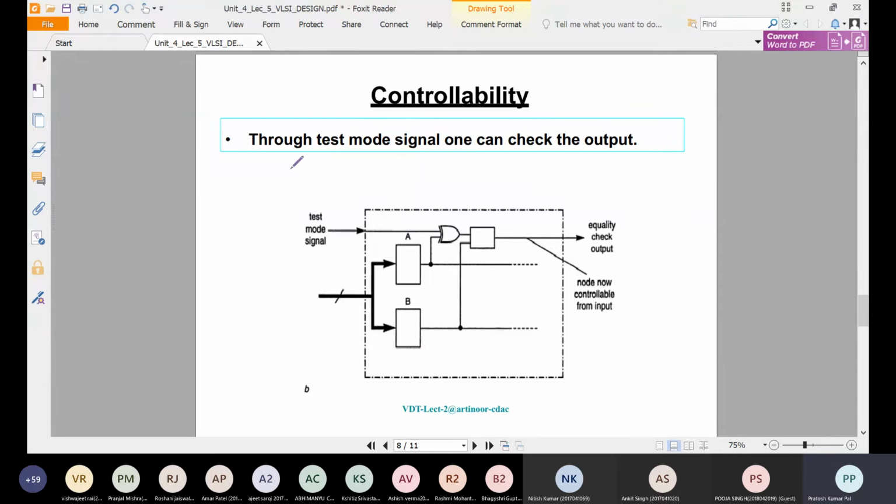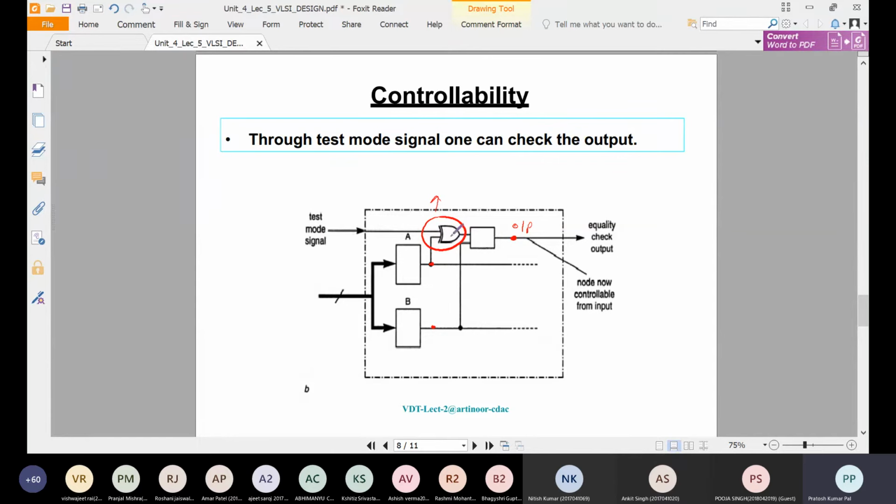So controllability can require extra circuitry, so that we have nodes we can control. This is a sub-circuit, this is a sub-circuit. This can be controlled by primary inputs. So what we can do is test this output with respect to input. Here an extra circuitry has been used. This circuitry will be providing a test mode signal. If we are going for testing, it will be activated, otherwise it will be deactivated. It will activate whenever there is testing. If there is no testing, this will be deactivated.